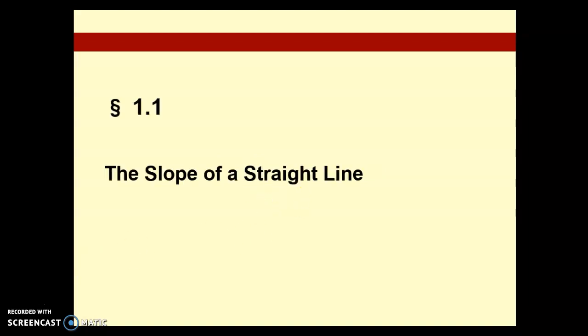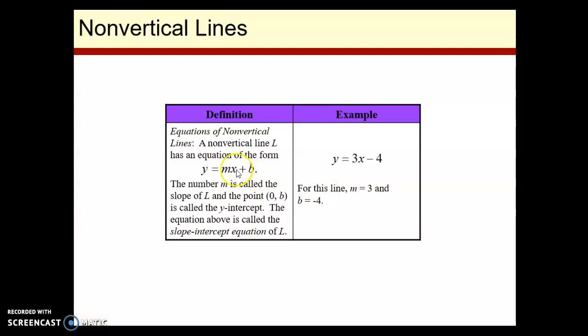When we look at a derivative, we need to look at the slope of a line. And the line that we're going to look at is going to be a straight line. We have this equation, y equals mx plus b. The m is going to be the slope. Slope is classified as rise over run. And the point (0, b) is called the y-intercept.